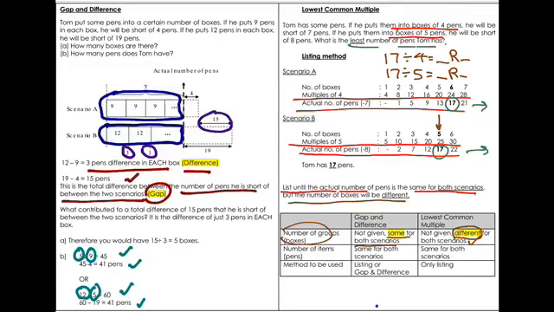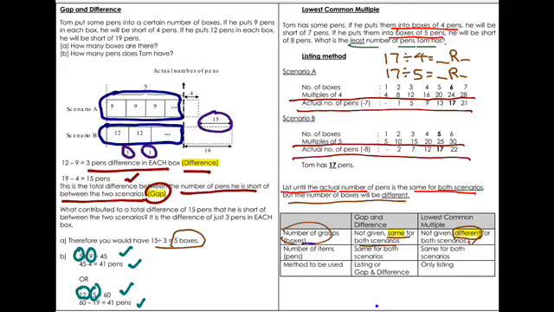Which you have seen just now, there are 5 boxes for both scenario A and scenario B in the gap and difference question. For the number of items, which in this case is the number of pens, it should be the same for both scenarios in the gap and difference question as seen here, because it just means whatever amount of pens Tom has in the first place. Same as for the lowest common multiple question.